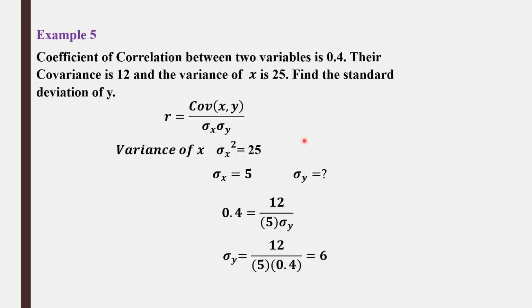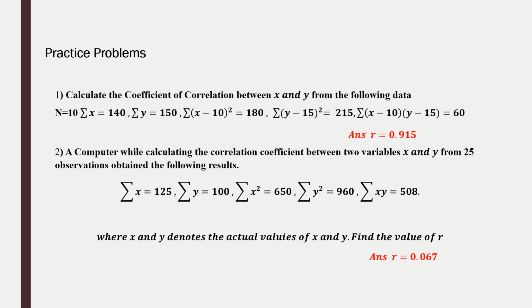So depending upon the data given in the problem, we have to make use of the formulas. Either the basic definition of R, that is covariance of xy upon sigma x sigma y. We should know what is covariance of xy, what is sigma x sigma y, and also by the direct method, assumed mean method and the actual mean method. So these are some of the practice problems which you can try.